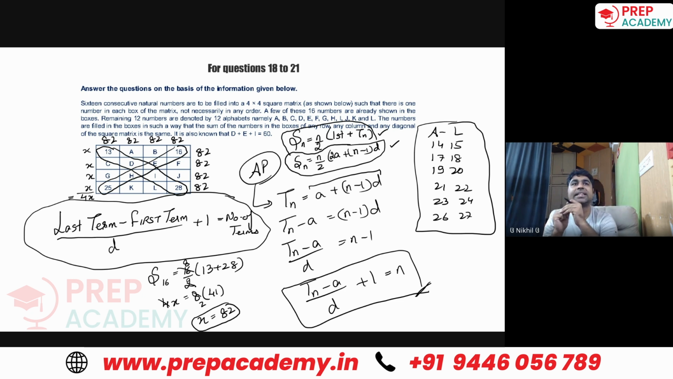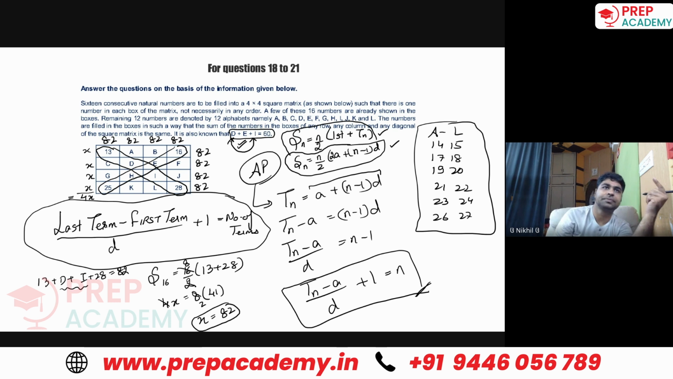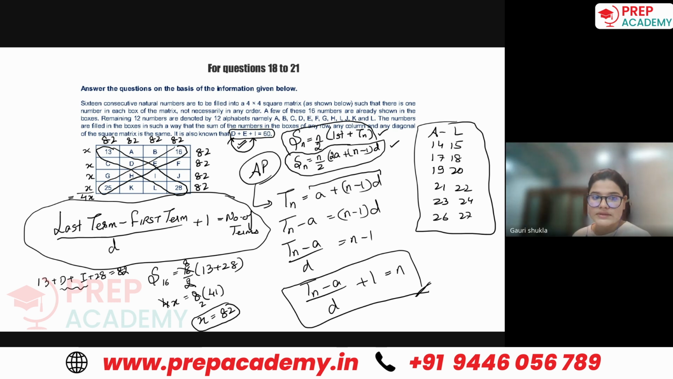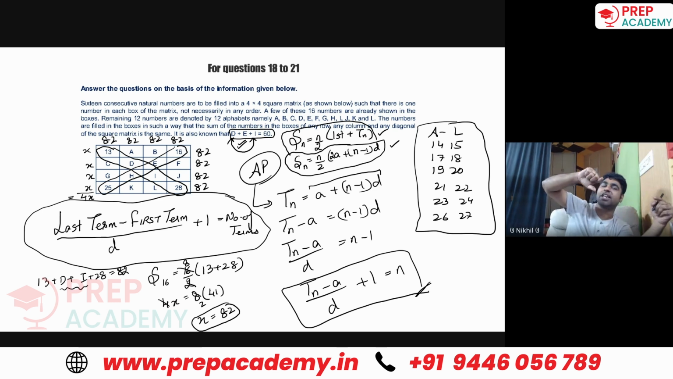Similarly, this data is also known that D plus E plus I is equal to 60. And if you use this equation here, that you already know that 13 plus D plus I plus 28 is 82, so you know the value of D plus I. And if you put here the value of D plus I, you will get the value of E. If you get the value of E, you will get the value of H.